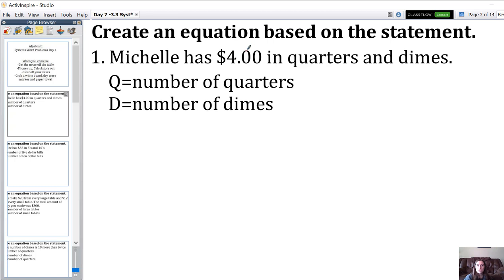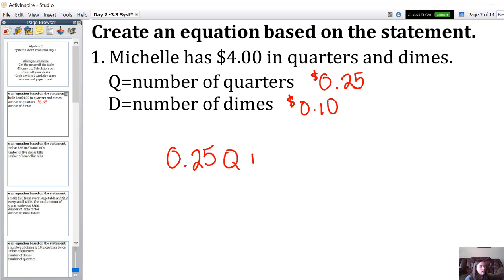So when we're talking about any sort of amount, any sort of price, we're going to use the amount that each coin costs in our equation. So remember, a quarter is 25 cents and a dime is 10 cents. When we're writing this equation and we're keeping our answer in dollars, we're going to use coefficients with our variables also in dollars. So the number of quarters times 0.25, because that's the amount that a quarter is, plus 0.10 times the number of dimes, because that's how much a dime is worth, should equal a total of $4.